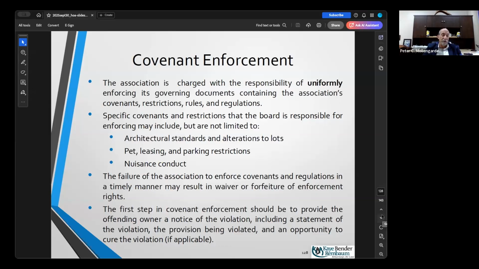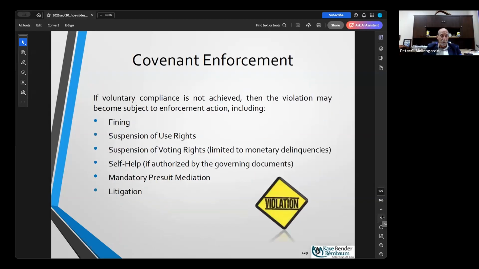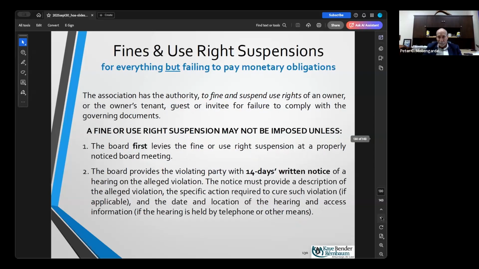The first thing we advise you to do is send the owner a letter of notice of violation, explaining what the violation is and indicating with specificity what provision or provisions of the documents, rules, or covenants are being violated. If the person does not comply, so you don't get voluntary compliance, what are your remedies? Well, there's fining, suspension of use rights, suspension of voting rights if it's a monetary delinquency, self-help if your documents authorize you to go and cure the violation yourselves, and there's mandatory pre-suit mediation, and finally litigation after pre-suit mediation.